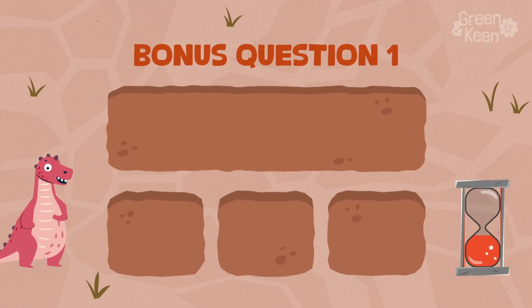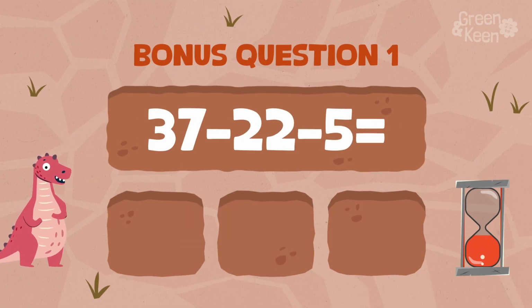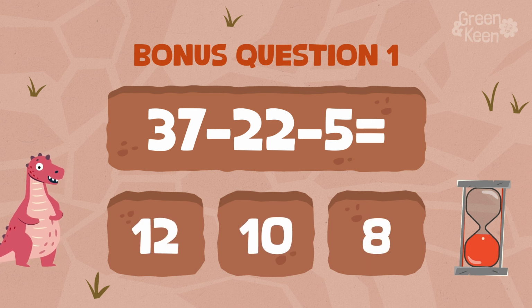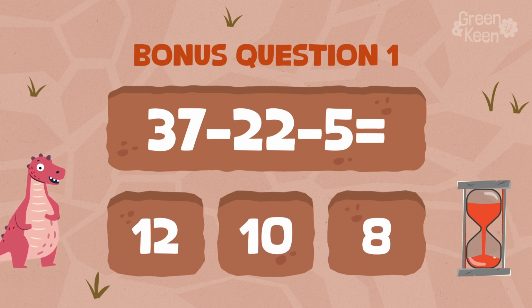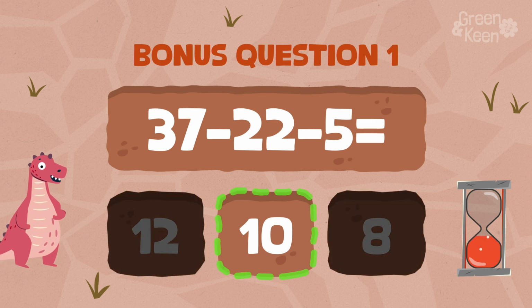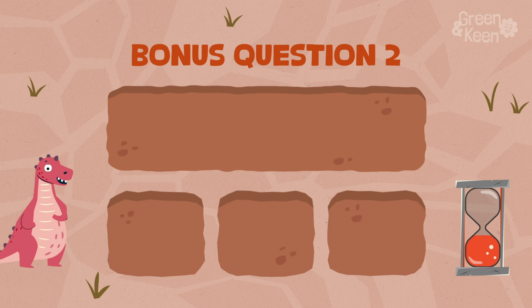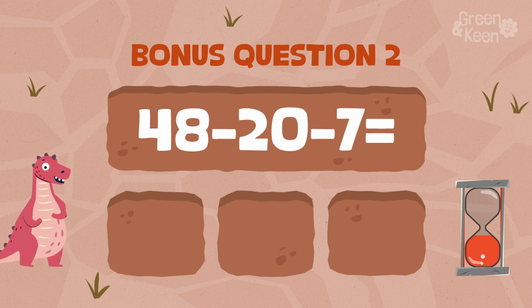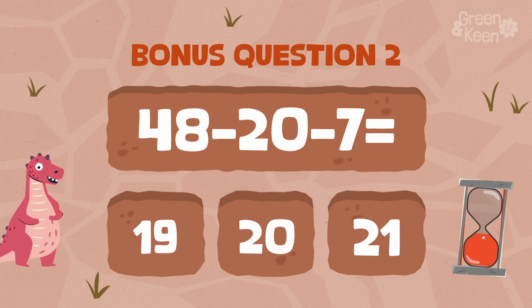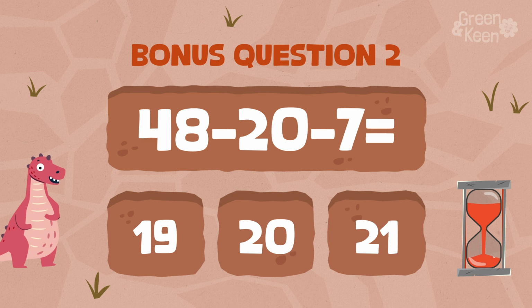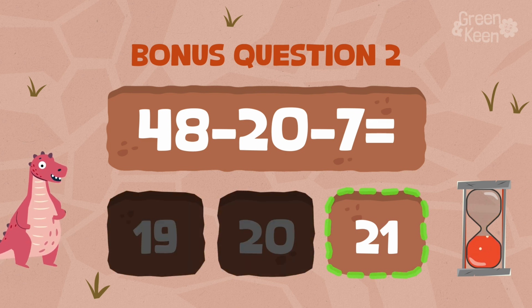Bonus question number 1. 37 minus 22 minus 5 equals? The answer is 10. Bonus question number 2. 48 minus 20 minus 7 equals? The answer is 21.